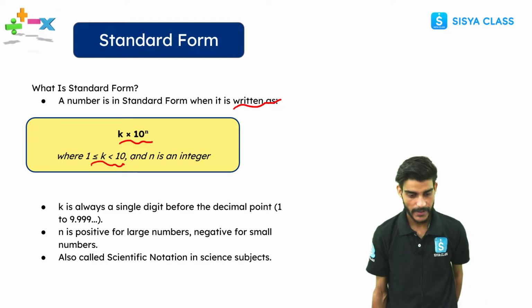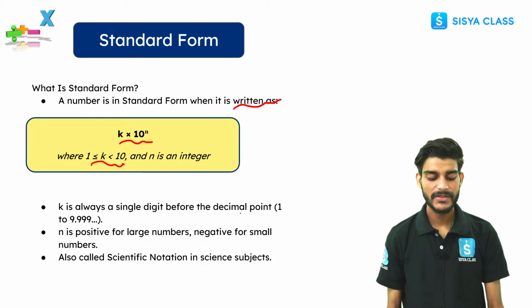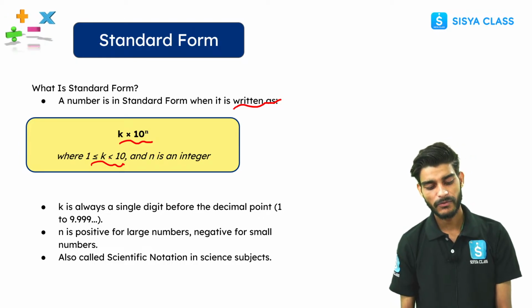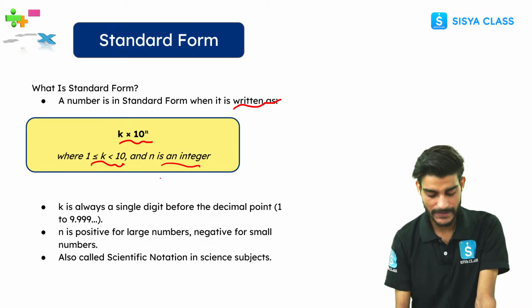Sir, I didn't understand. K belongs to 1 to 10? What is the meaning of it, sir? Why only between 1 and 10, where n can be any integer?